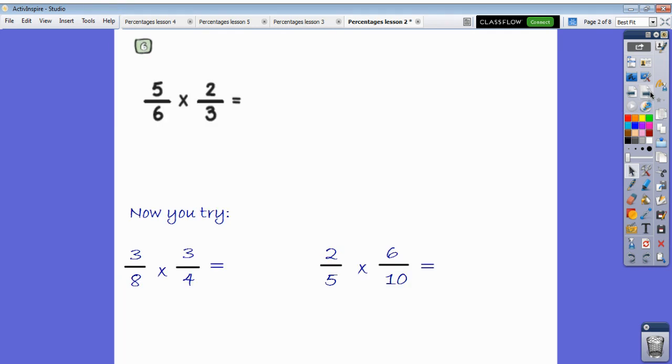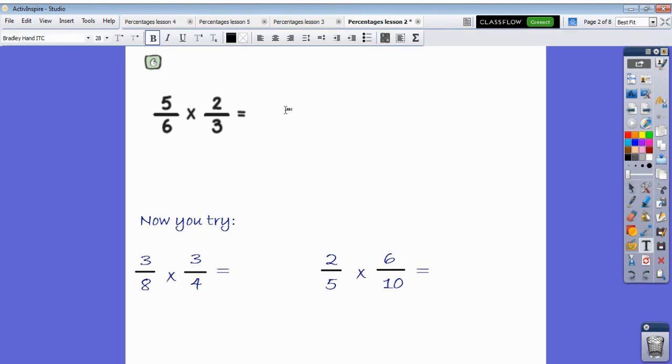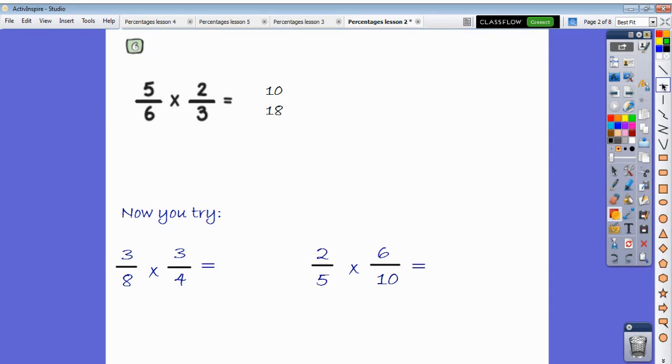Okay, here we've got multiplying two fractions, and it's really simple. You multiply both the numerators and the denominators. So 5 times 2 is 10, 6 times 3 is 18. So we've got 10 over 18. Now I'd like you to try with the two numbers below. Pause the video now.